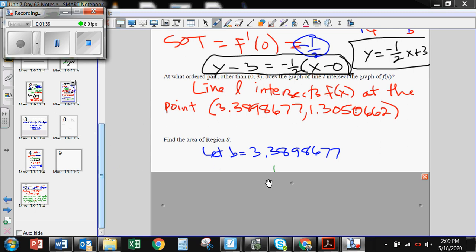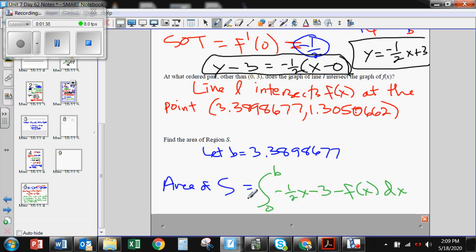Now to find the area of region S, the area is the integral from 0 to b, which is just right up there, of the line, because that's always on top, negative 1/2 x plus 3, and then minus the function that's always on the bottom, f of x. On our calculator, this is always y2, and this is always y1. So let's use the calculator to solve this, and I'll have to put this b value into the calculator.